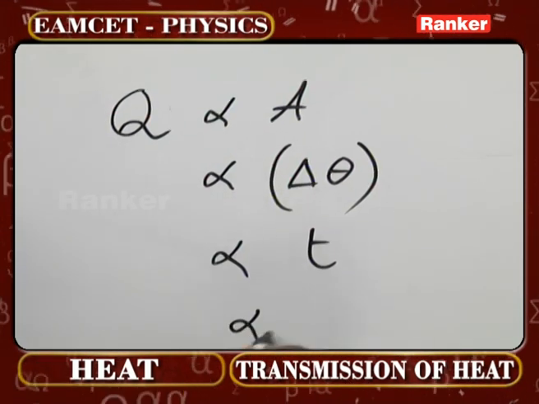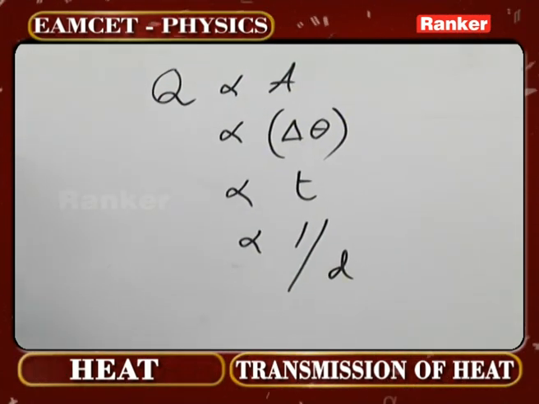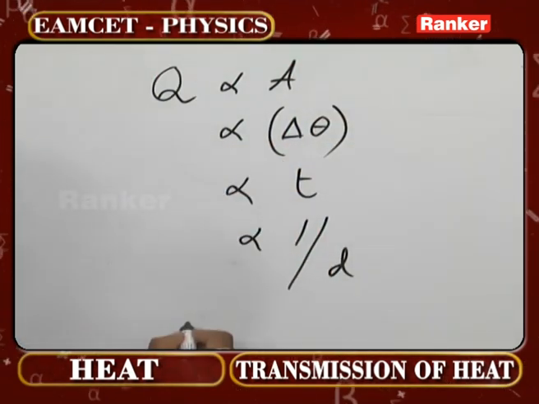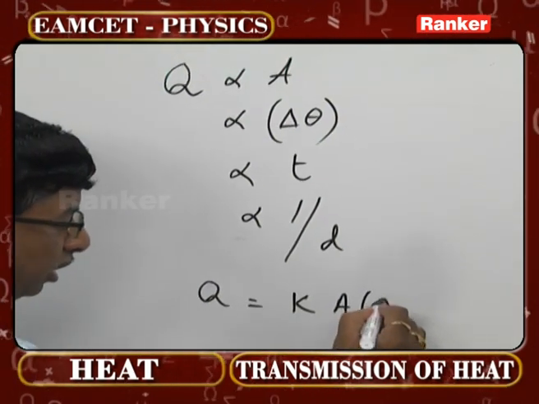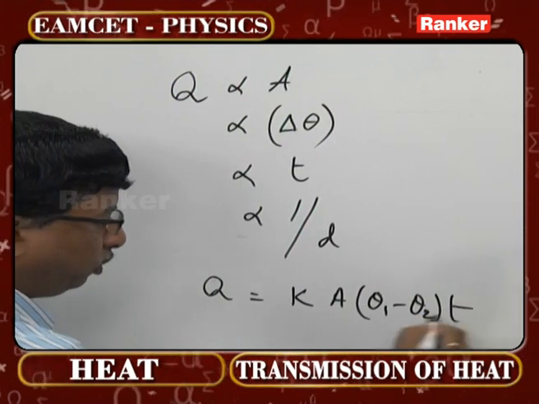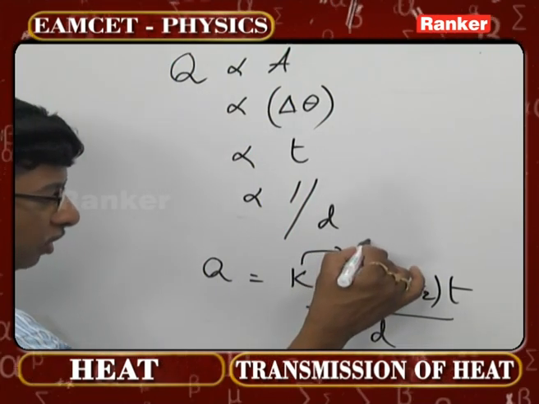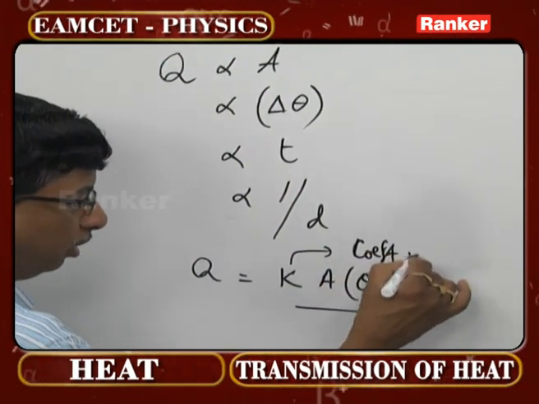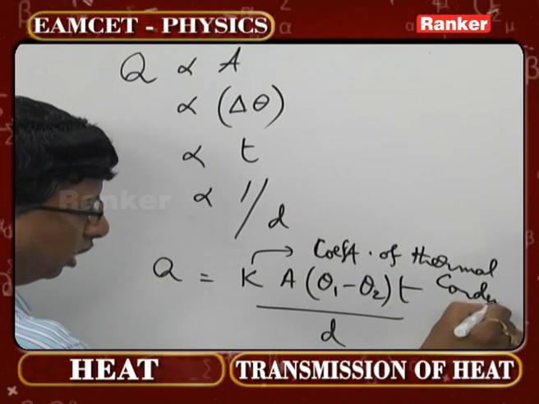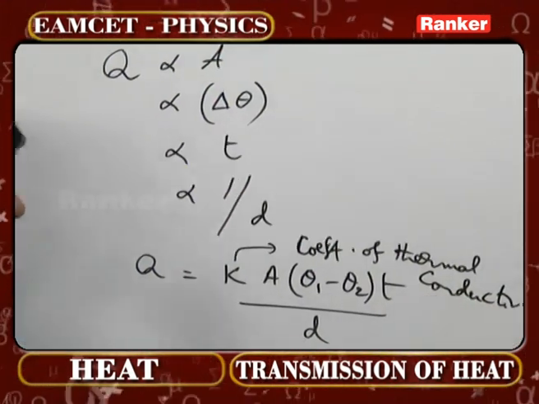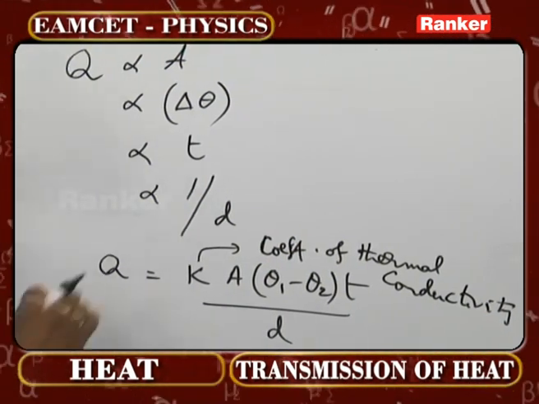Coming to the fourth one, it is inversely proportional to the distance of separation between the faces across which the conduction is taking place. If you club them all, you can write with a constant K: Q = K A (theta 1 minus theta 2) T by D. This is the equation. Out of that, K is called the coefficient of thermal conductivity. That is actually the concept. For a particular material it is going to be the same, and of course depending on the actual dimensions, we have to calculate the rest.